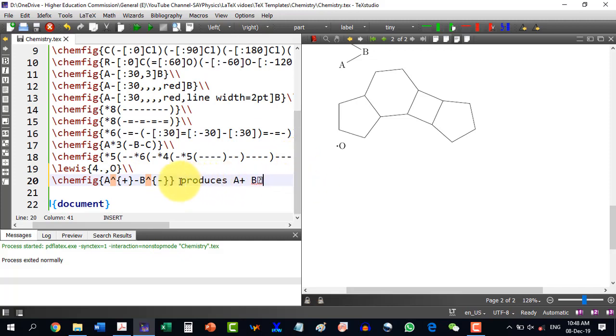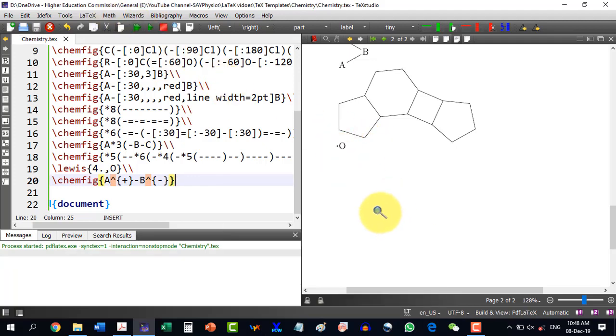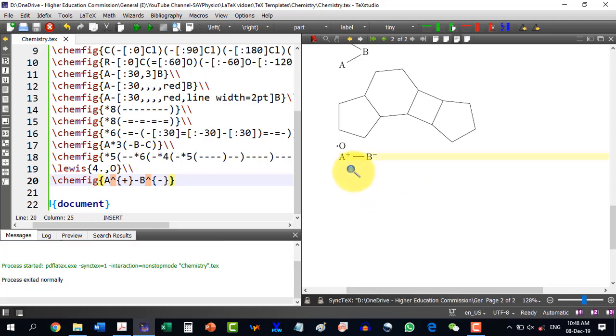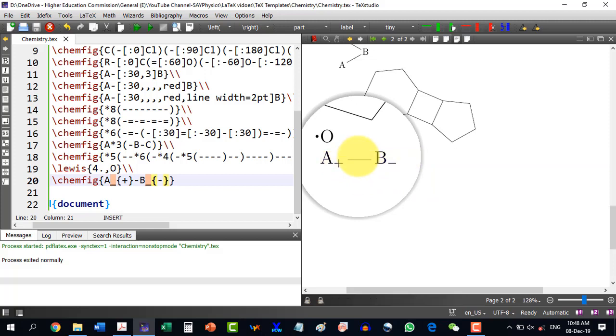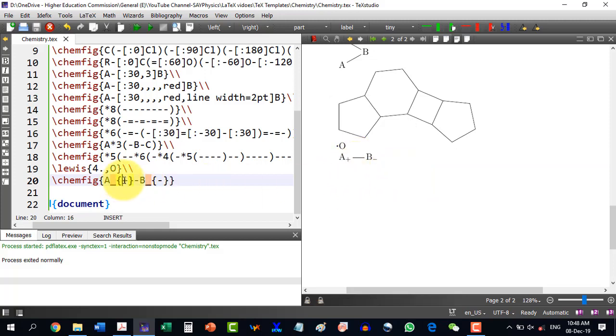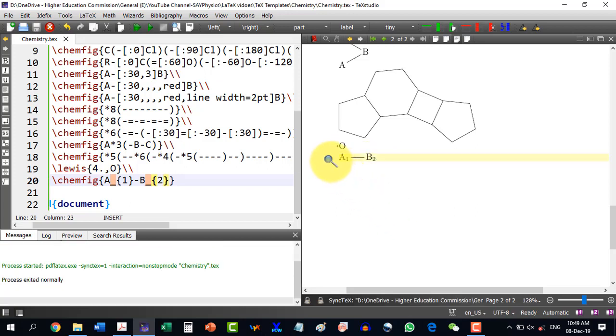And let me remove this one as they are not part of the command. And here we are having the bond and the ions with them. Similarly, if I want to write them in the subscripts, then I will have to write the underscore here. Similarly, an underscore here as well. And I execute this one, and you see the A plus and A minus have come down. I can write instead of A plus here, let's say 1, and with minus here, let's say 2, and then it can have a 1 bond with B2, and here it is.